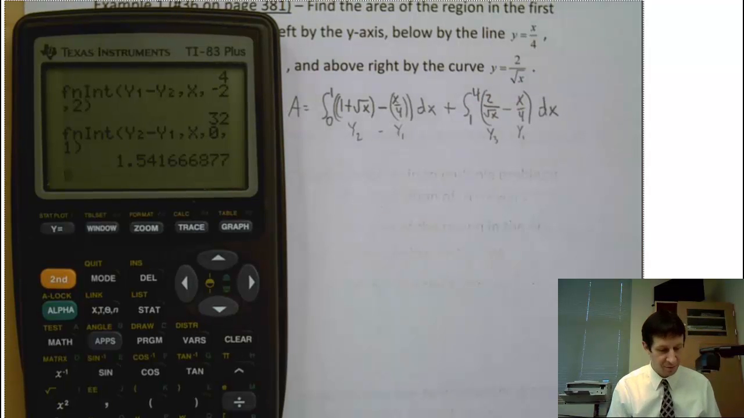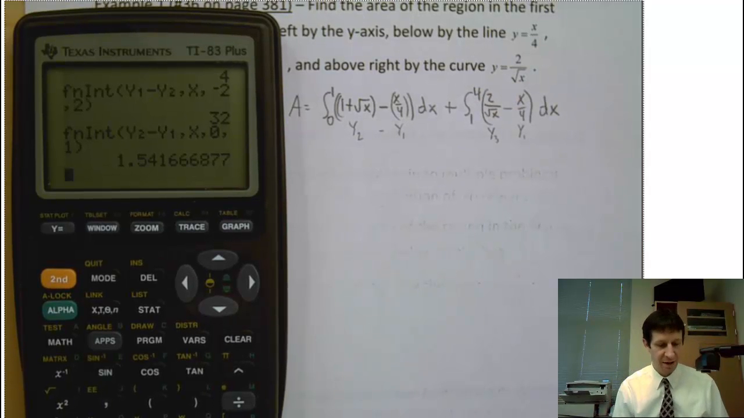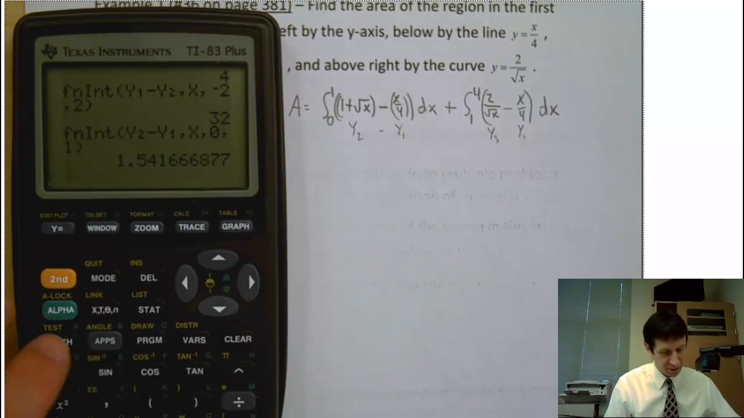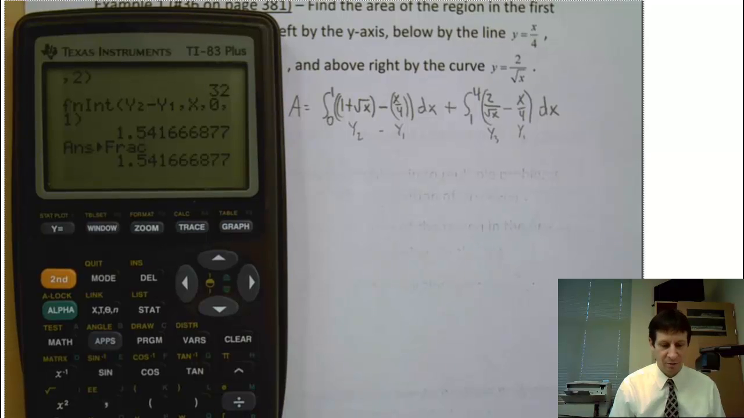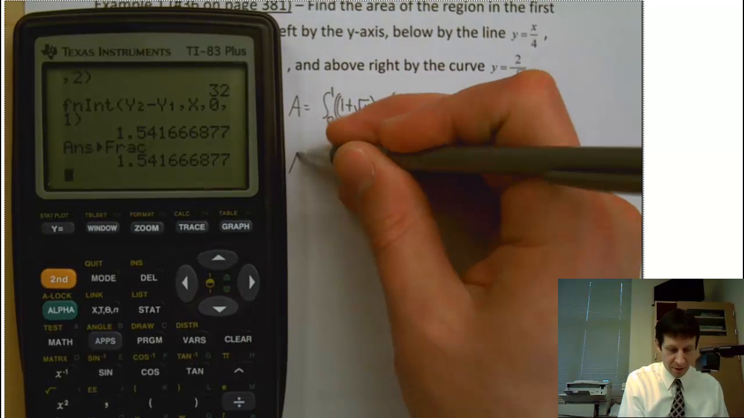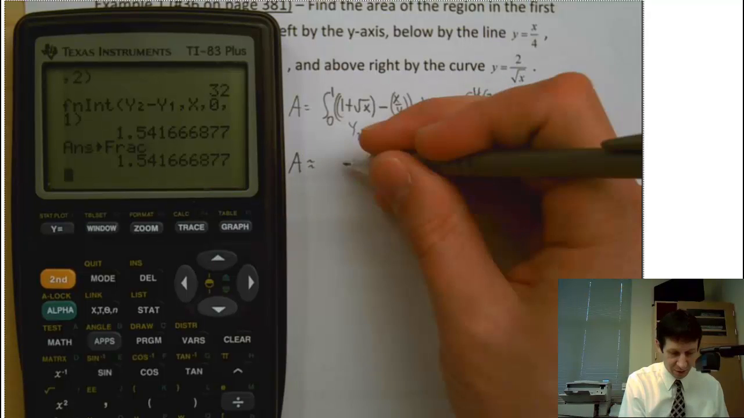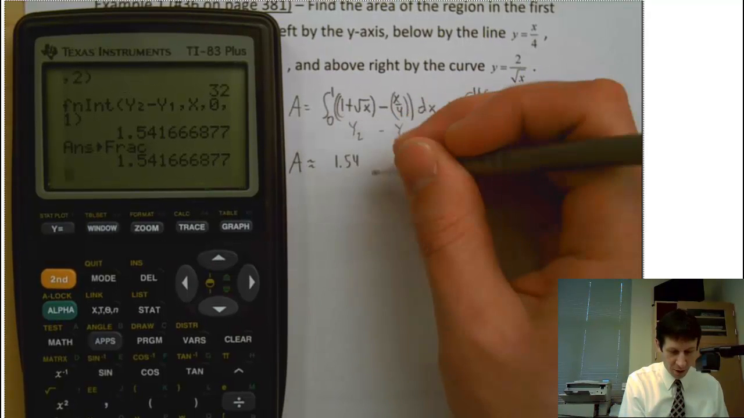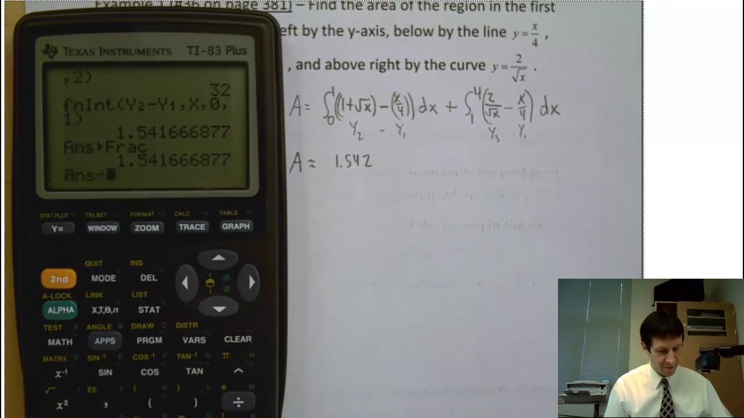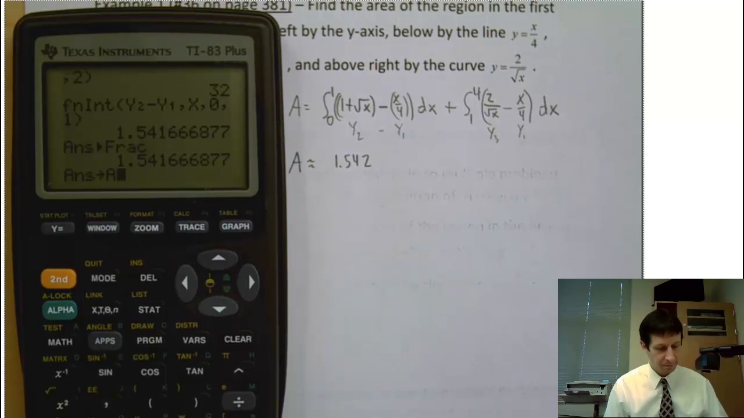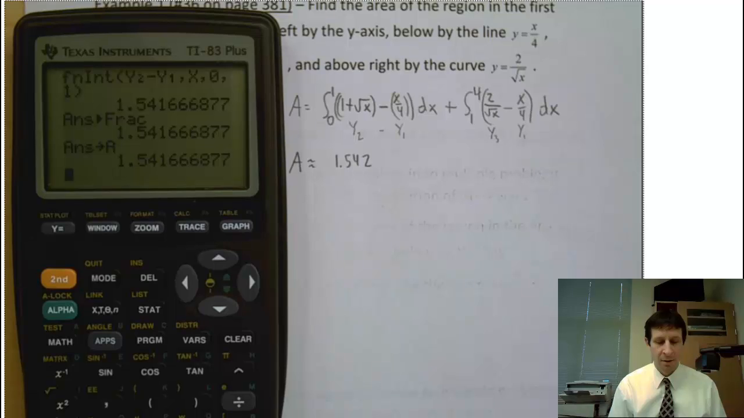And it looks like we get approximately 1.5416666877. I want to see if that's a nice fraction or not, so I'm going to hit math fract. Doesn't look like it is, so anytime that happens, we'll just write to 3 decimals. So on paper I'm going to write A is approximately 1.54. I'm going to write it on paper to 2 decimals, but I think what I should do is store that value in alpha A.